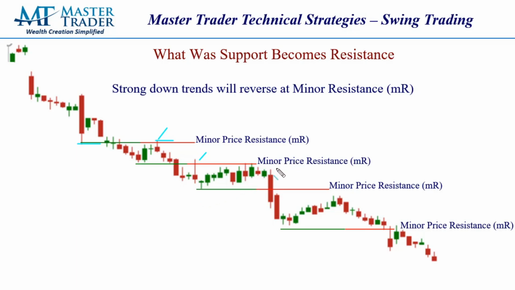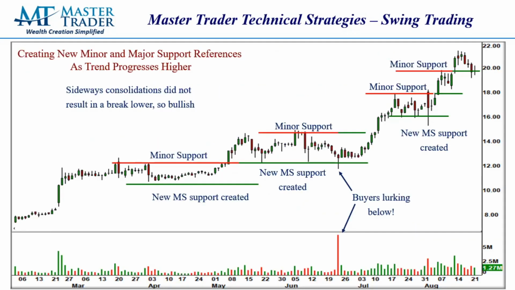So, minor price resistance, breakdown again. We just continue the process over and over and over again. It becomes like, as somebody would say, factory work. Once you have a process in place, you just continue to repeat it. And that's where you get consistency in your analysis and your swing trades, that you're just continuing to do the same thing over and over and over again, creating new minor support and major support reference points as the trend continues.